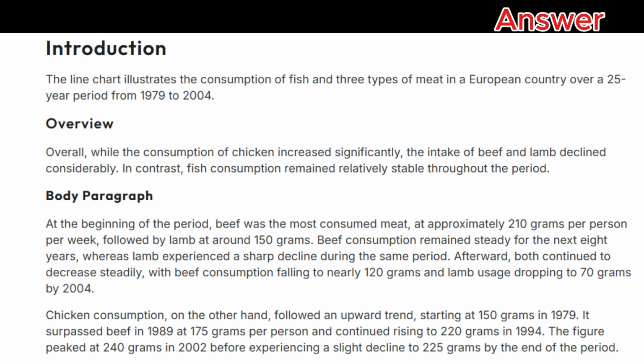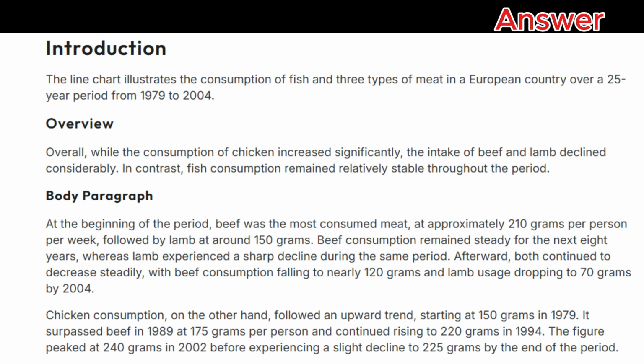First, we write the introduction by paraphrasing the question. Example: the line graph illustrates the consumption of fish and 3 different types of meat in a European country between 1979 and 2004. Use words like illustrates, shows, presents. Do not copy the question exactly.